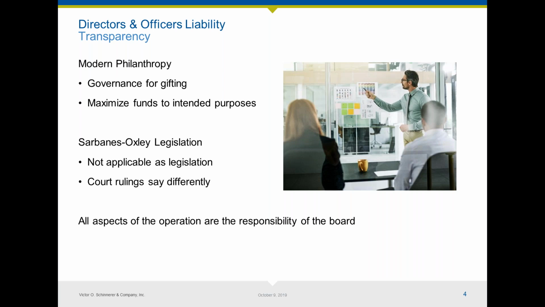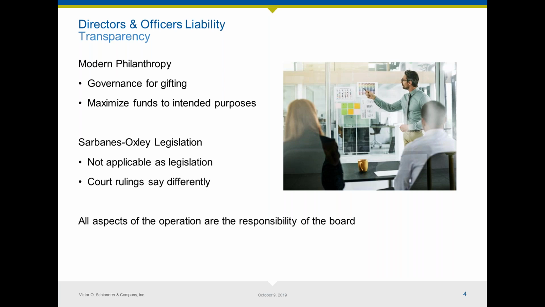Now, one of the things that's interesting about directors and officers' liability today is that modern philanthropy has shifted a little bit. When you look at the Bill and Melinda Gates Foundation and a lot of these billionaires who have built out very large donation operations, they've shifted toward a real focus on governance. They want to see governance before they're giving gifts and grants. They want to make sure that where the money is going is where it's actually getting to. Having a bloated structure, an organization with so much administrative cost that only 50 cents on the dollar actually gets to the cause, is often a stumbling block with modern philanthropy on the nonprofit side.